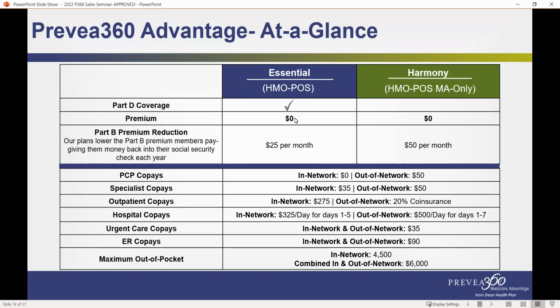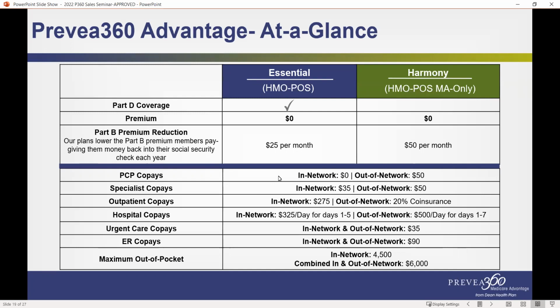So the Essential HMO point of service does have the Part D coverage and has a $0 monthly premium, and it also has a $25 per month Part B reduction. What this means is the money that Medicare takes from your Social Security to pay for Part B, or if you pay it on your own, that premium is reduced by $25 each month. With the Harmony HMO point of service, that does not include the drug coverage. And on the next slide, we'll talk about people that this would be a good fit for. There's no premium, $0 monthly premium for the Harmony. And that one has a $50 per month Part B reduction.